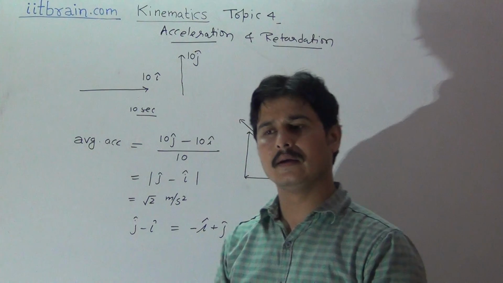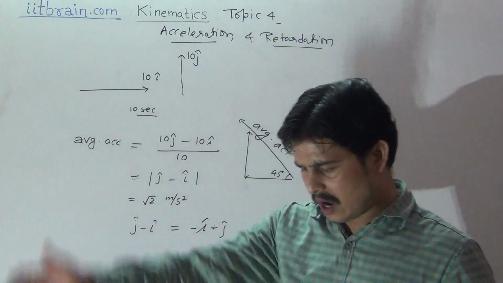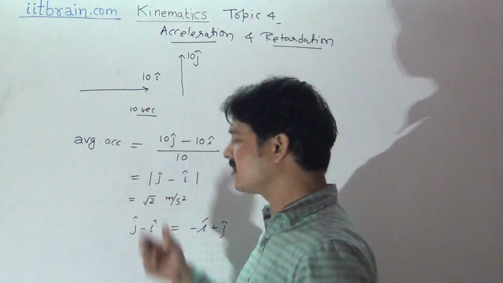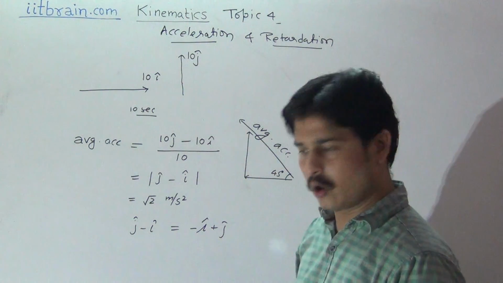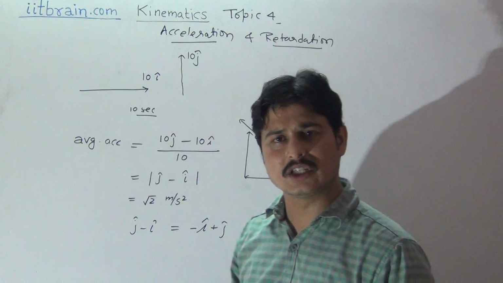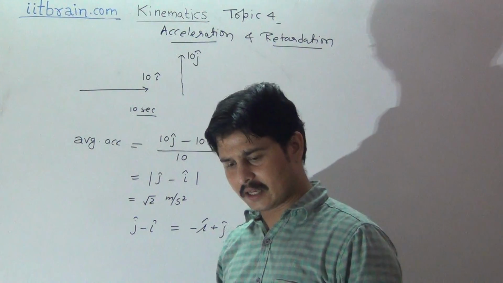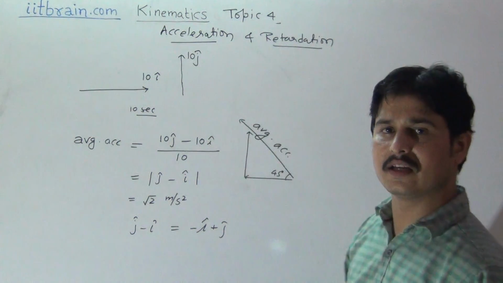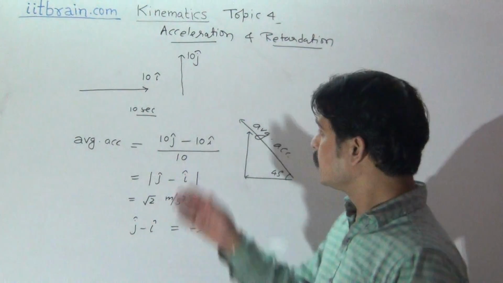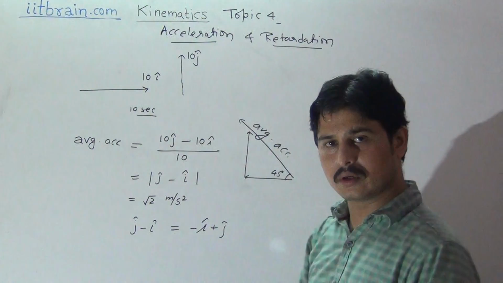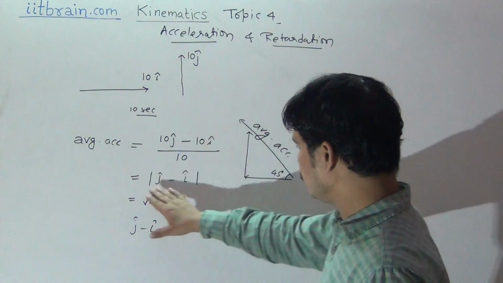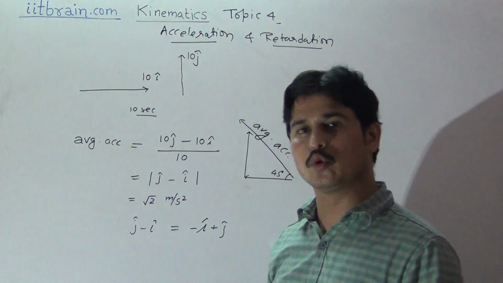Acceleration of a particle is affiliated to a continuous condition. And average acceleration means if a particle makes some changes in its velocity, or throughout the whole track its velocity keeps changing, and you are given a duration and asked what the average acceleration in this duration is, so it will be final velocity minus initial velocity divided by total time taken. On solving this will be j minus i, and in modulus form it is root 2 meter per second square.